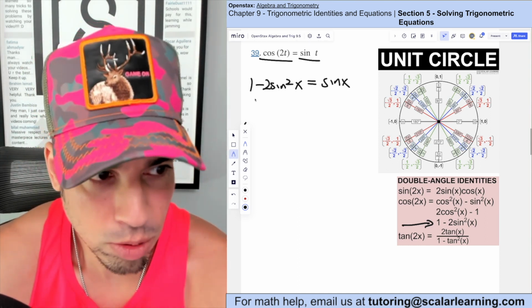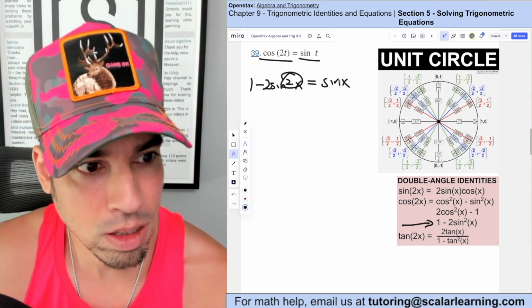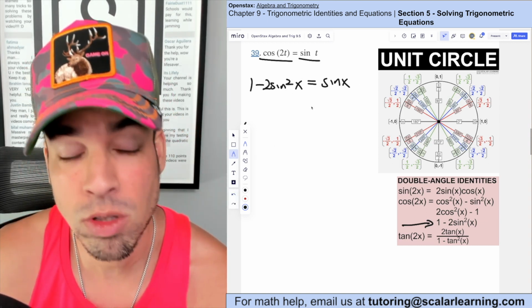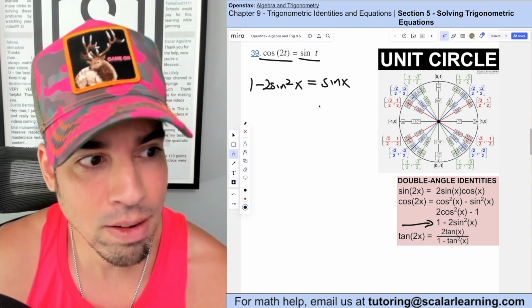I just feel like it's simpler. So now I've got basically a quadratic, right? I got something to the second power, something to the first power. So I'm going to use the zero product rule. I'm going to set everything equal to 0.